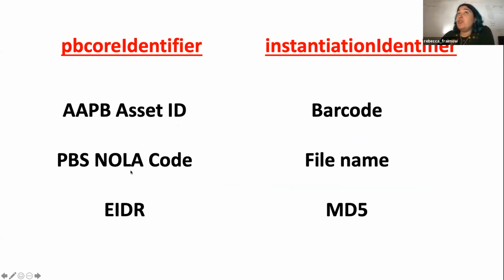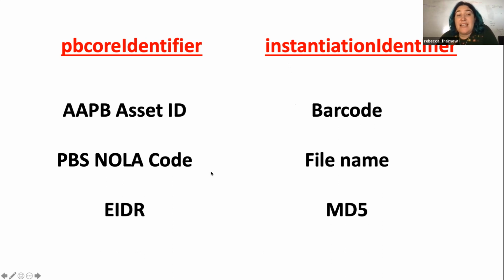It might be a PBS NOLA code, which is something that PBS applies to every program that they create. It might be an EIDR ID, for those of you who are familiar with EIDR, which is kind of a universal identification system for media content. This is an ID that will apply to the content, regardless of what form it takes or how you access it. If you're talking about an instantiation identifier, that's probably going to be something like the barcode or the file name or the MD5, the checksum that validates the bits and bytes of that content.